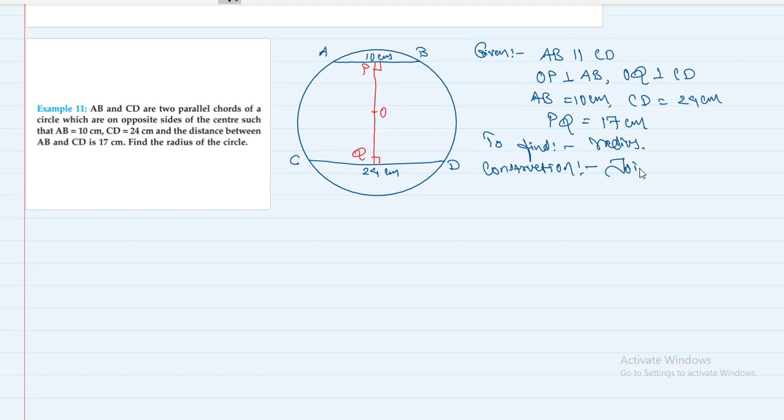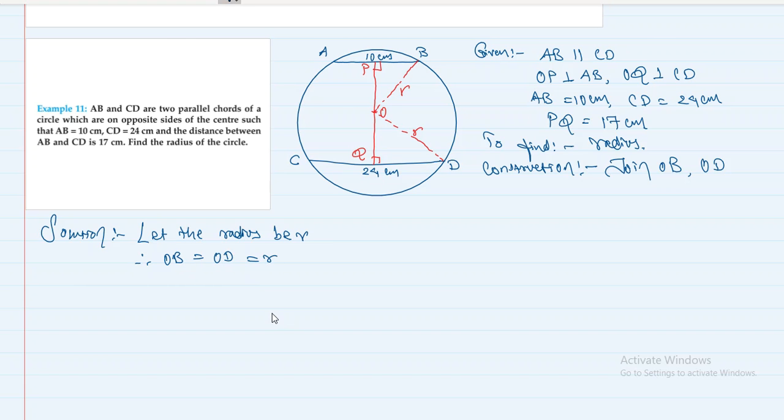join OB and OD. So let the radius be R. Okay, solution. Therefore we can say that OB is equal to OD is equal to R.